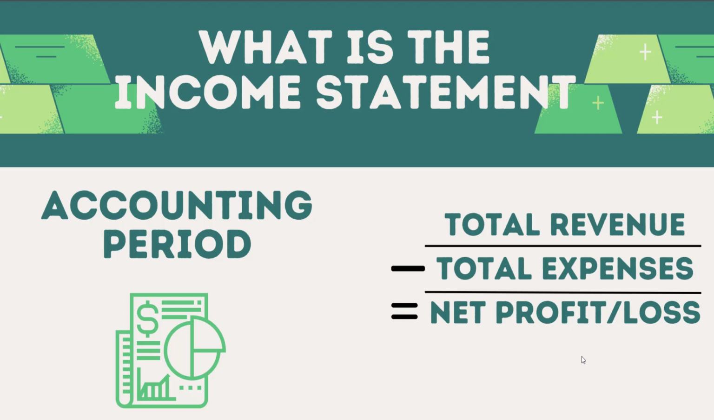Along with showing you the profit or loss for a specific time frame, the income statement will also show you a business's gross profit margin and operating profit margin, which are key performance metrics to review.